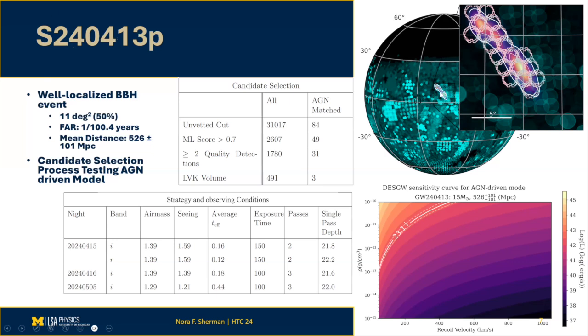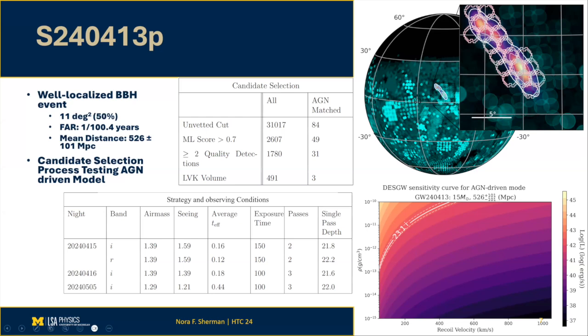So this is what the event looked like. This is what we would consider a fairly well localized event. It was only 11 square degrees contained within this little contour here in our sky. And this is very well localized for the type of event it was. It was a binary black hole merger, so two black holes merging together. And it happened somewhere in this portion of the sky.